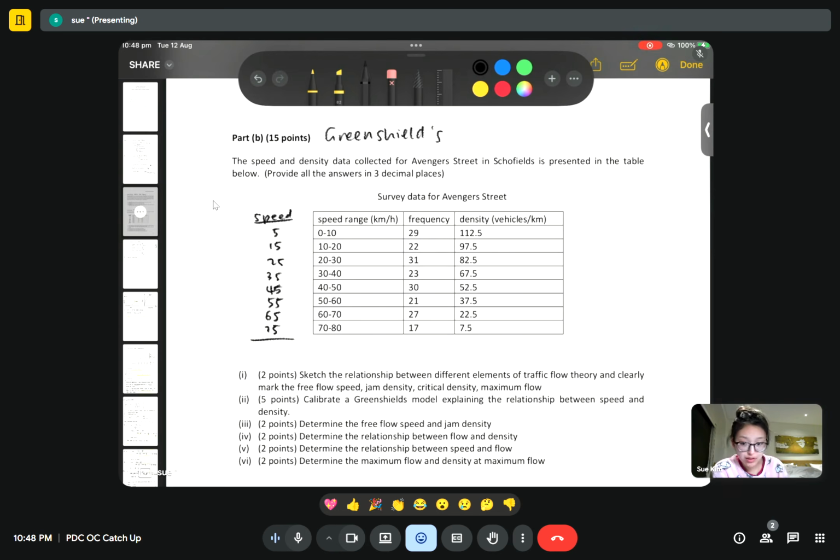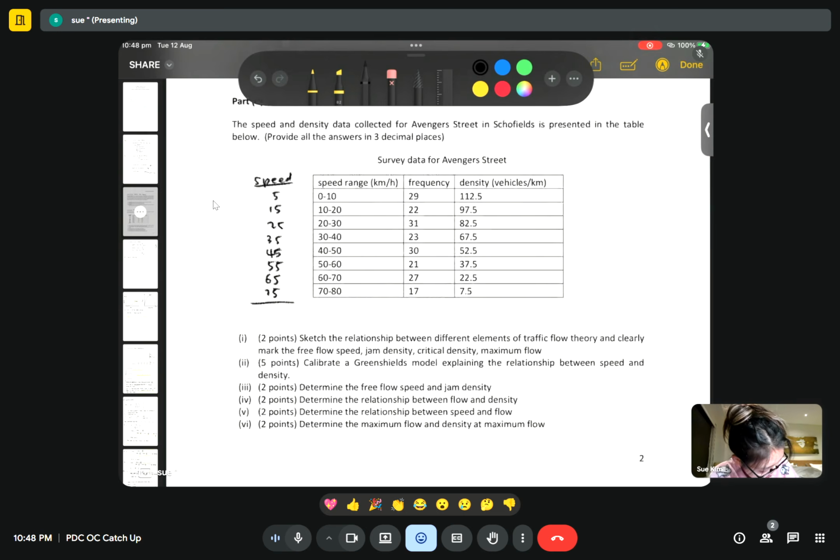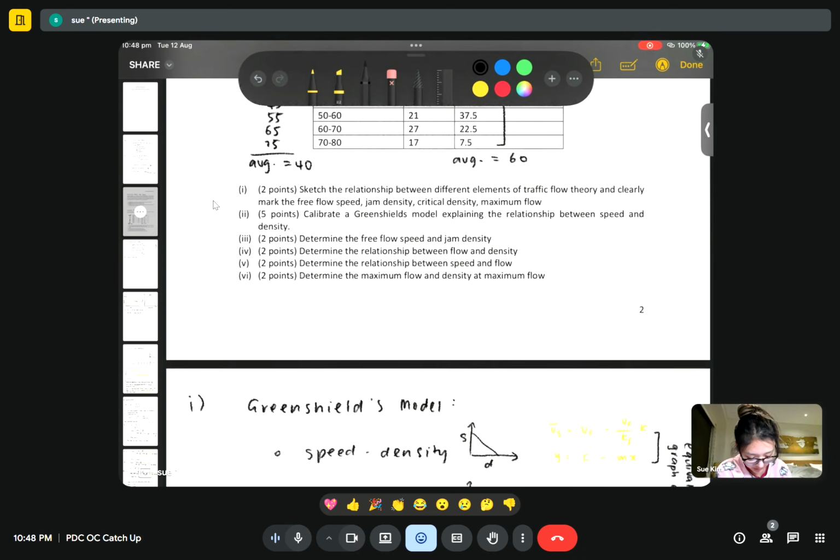And for future reference, what we're going to need is the average speed. If I calculate that, taking the middle of these numbers, that would be 40. And I'm also going to find the average density, which from using this column should give me 60 as well. Okay, so question I says, sketch the relationship between the different elements of traffic flow theory and mark those features.